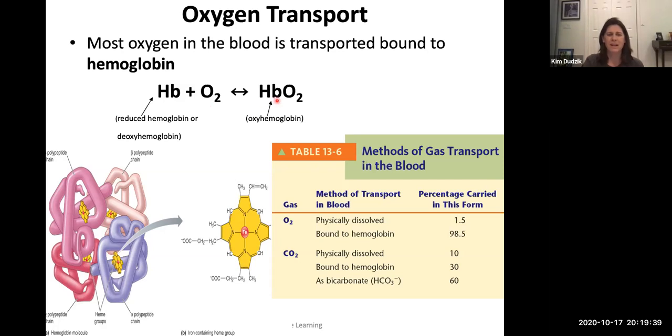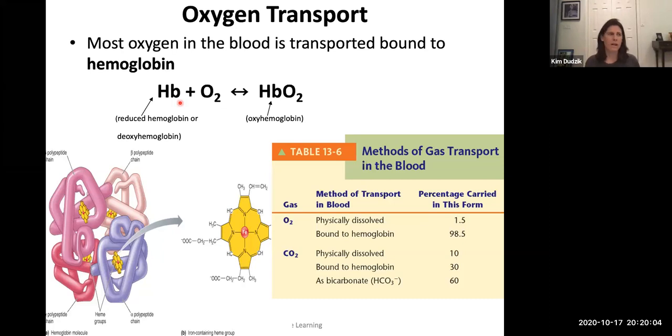And so when it binds, it's still in its O2 form. Then when hemoglobin releases it, it will still remain in its O2 form. Oftentimes when molecules come together and they bind and then they release, one or the other molecule will take electrons and things like this. But this doesn't happen here. So we say that hemoglobin binds reversibly.